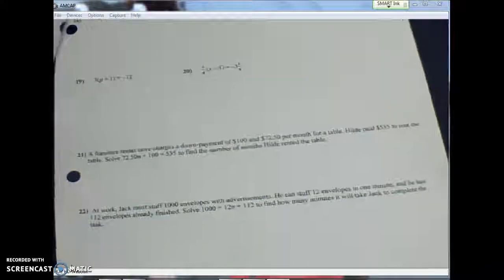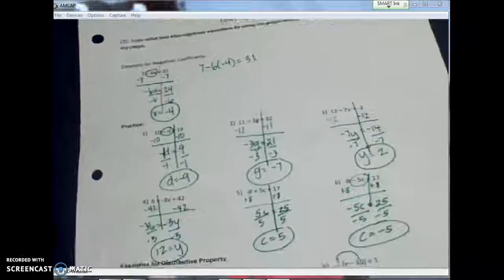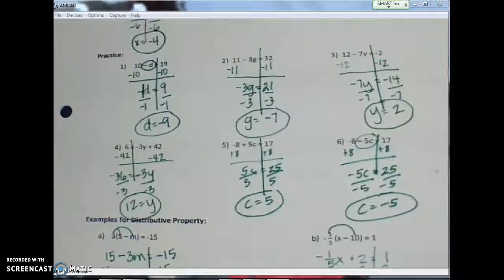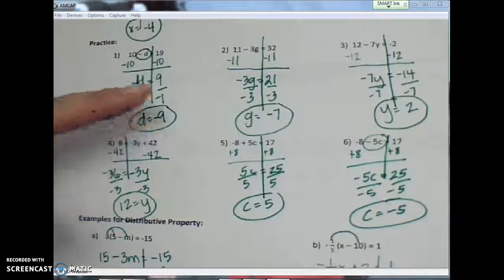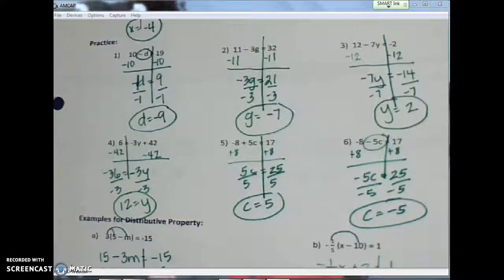So as I look at my practice now, this is what you need to start working on your own. You have 1 through 15, and then you've got this page also. You have 1 through 22 to complete for practice, and this will be due on Friday. So that's what I want you to go ahead and get started working on now. Make sure you're showing all of your steps nice and neat, and check each solution. All right, get to work.